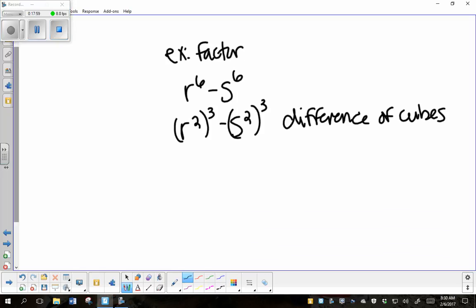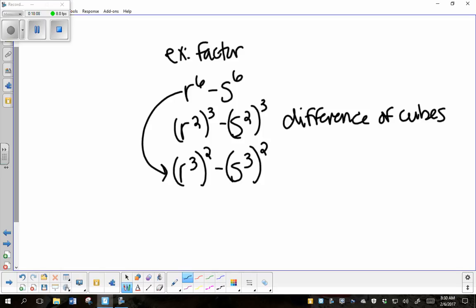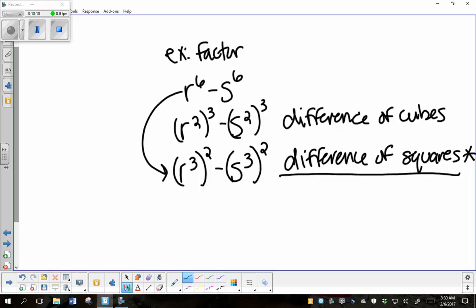We can also write this as a difference of squares. We can write this as r cubed squared minus s cubed squared. So if you're ever faced with a choice, if you can write it as a difference of cubes or a difference of squares, start with the difference of squares and then factor it more. That's the general rule. Start with the difference of squares.